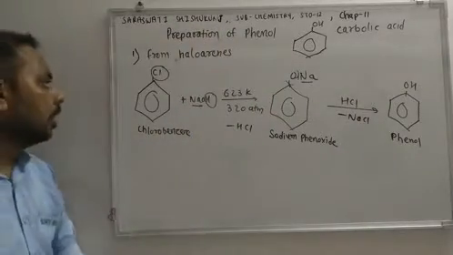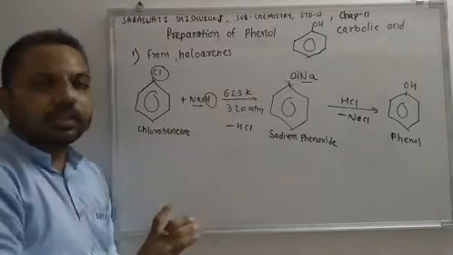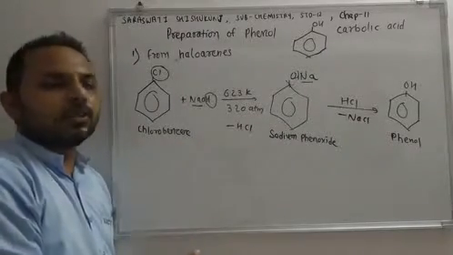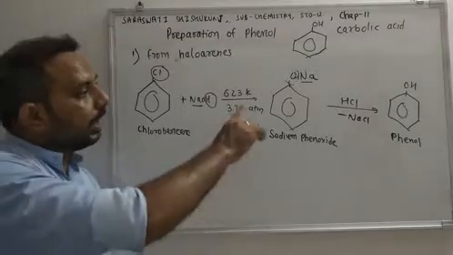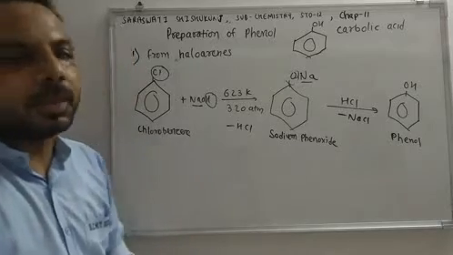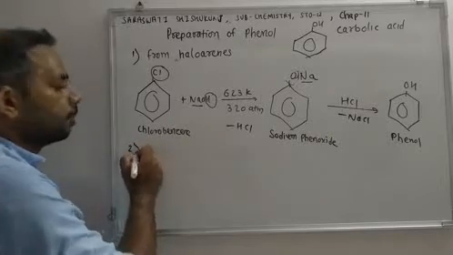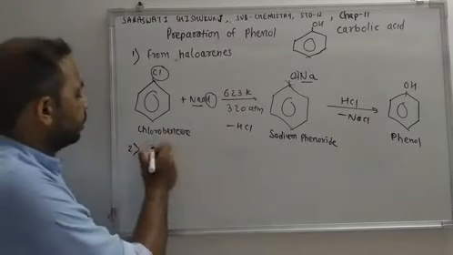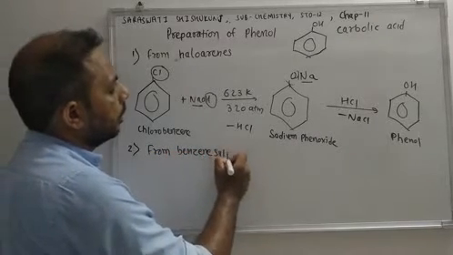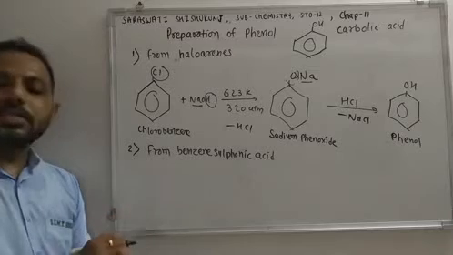Again, chlorobenzene reacts with NaOH. Temperature range is 623 Kelvin. Pressure is 320 atmosphere. It will form sodium phenoxide. By the acidification of sodium phenoxide, I mean if we react sodium phenoxide with acid, we will get phenol. So this is the first preparation of phenol from haloarene. The second preparation is from benzene sulfonic acid.